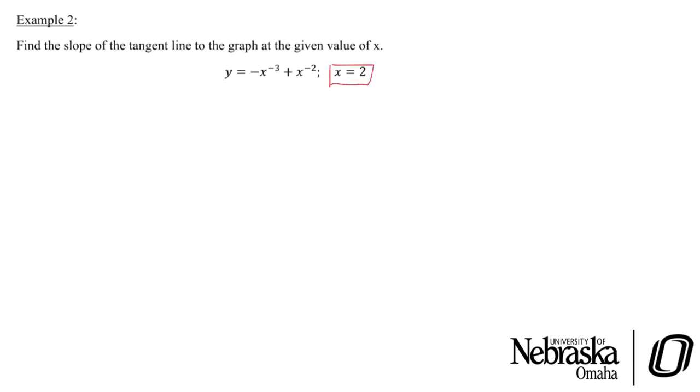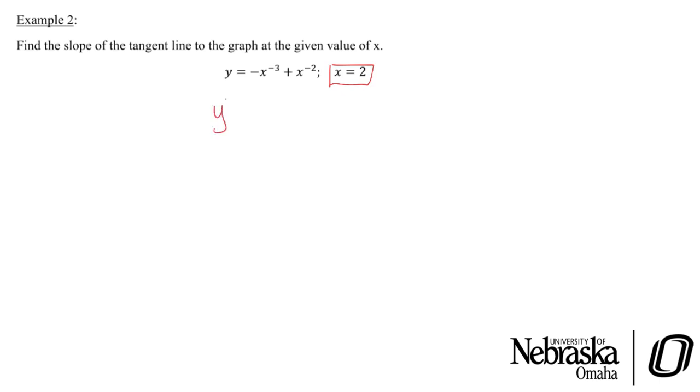So in order to find the slope of the tangent line, we want to first find the equation for the derivative. And then after that, we're just going to plug in the specific point given, x equals 2, and find the y value at that point. That will be the slope of the tangent line at this x value.